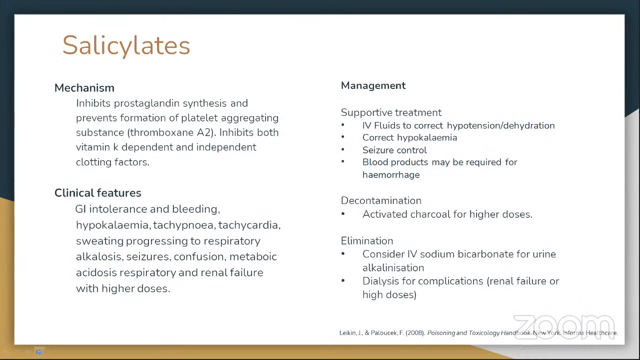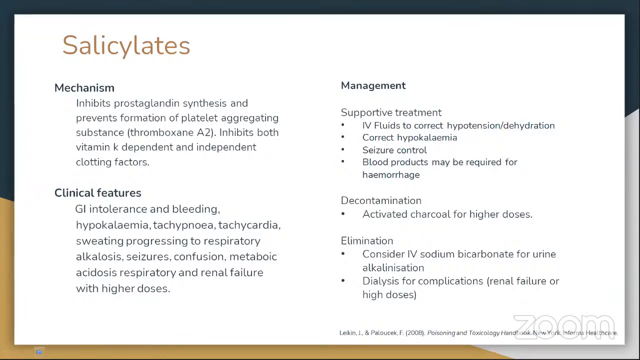Salicylates, your aspirin overdoses. The mechanism of how this works is that it inhibits prostaglandin synthesis and prevents formation of platelet aggregating substance, your thromboxane A2. It inhibits both vitamin K dependent and independent clotting factors. Clinical features: you can get GI bleeding, hyperkalemia, tachypnea, vomiting, sweating. It progresses to respiratory alkalosis, seizures, confusion, metabolic acidosis, respiratory and renal failure with higher doses.